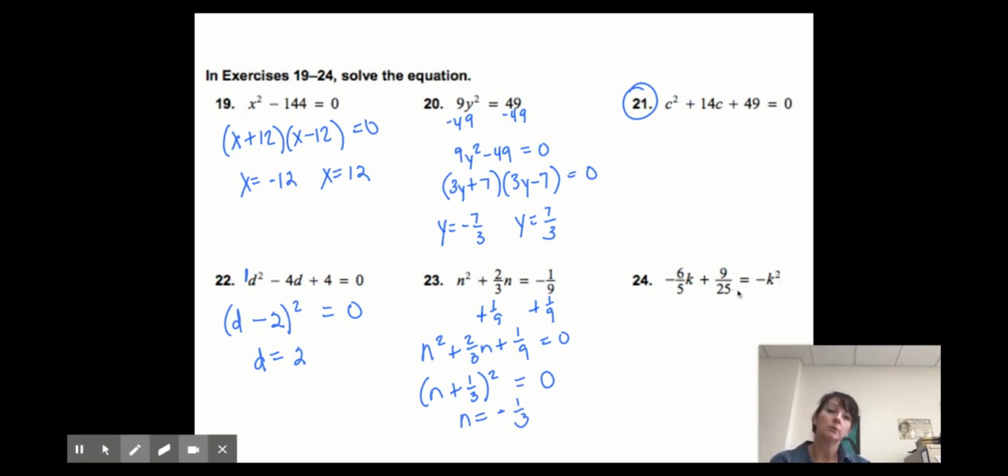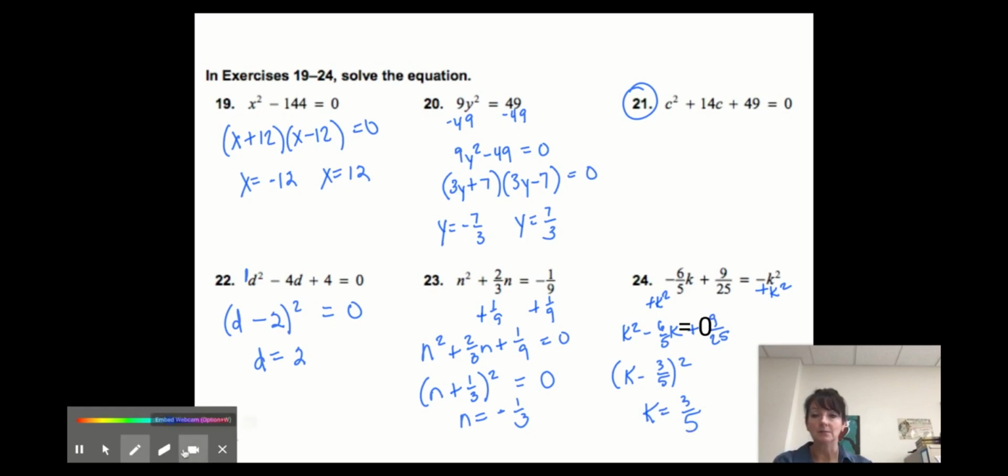Okay, last one. Let's put this in descending order. So when I add k squared here to both sides, I want to go ahead and put that in the front. So k squared minus 6 over 5k plus 9 over 25. And again, this is going to be 3/5 when I take the square root. Because of the subtraction, I have k minus 3 over 5 quantity squared. So when I add 3/5 to both sides, I'm going to get k is equal to 3 over 5 as my solution.